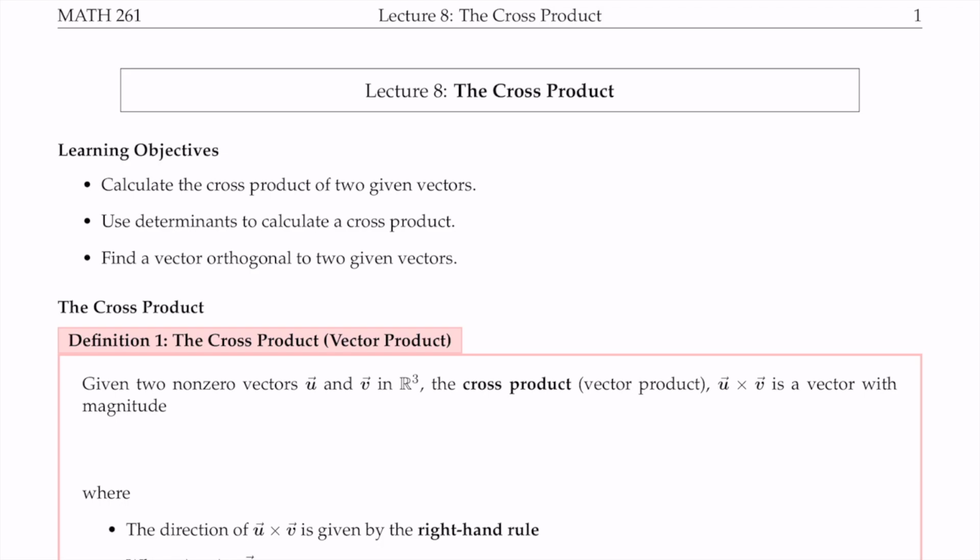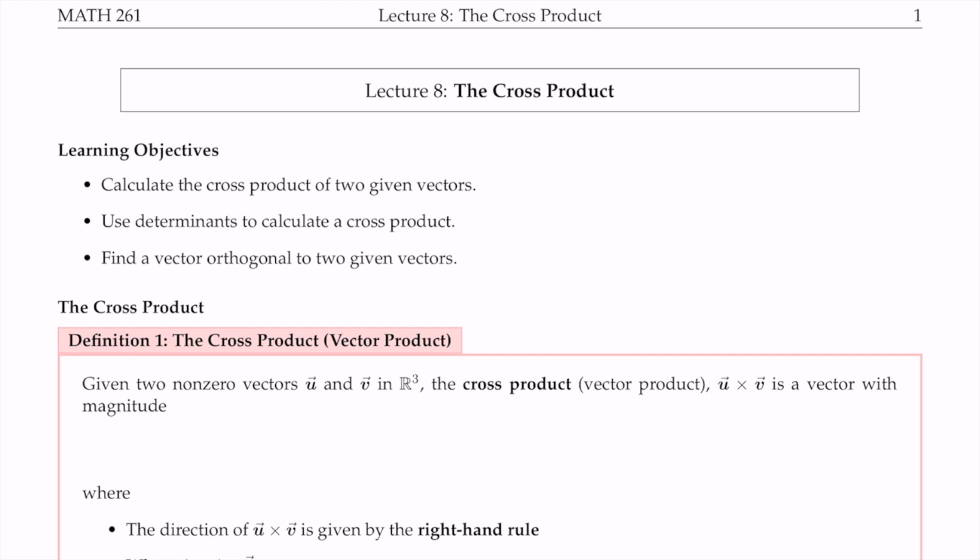And at the end, hopefully we will be able to understand the way to find a vector orthogonal to two given vectors. So I'm going to give you the definitions or the geometric representations of the cross product first. And then we're going to do some basic calculations to get to the idea of the cross product. And then later on, we're going to jump into the details of how to obtain the vector from the vector product or from the cross product.